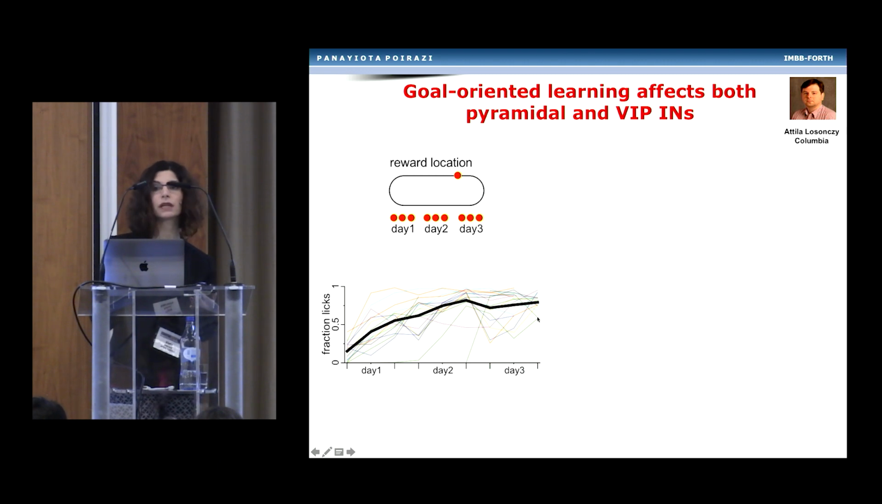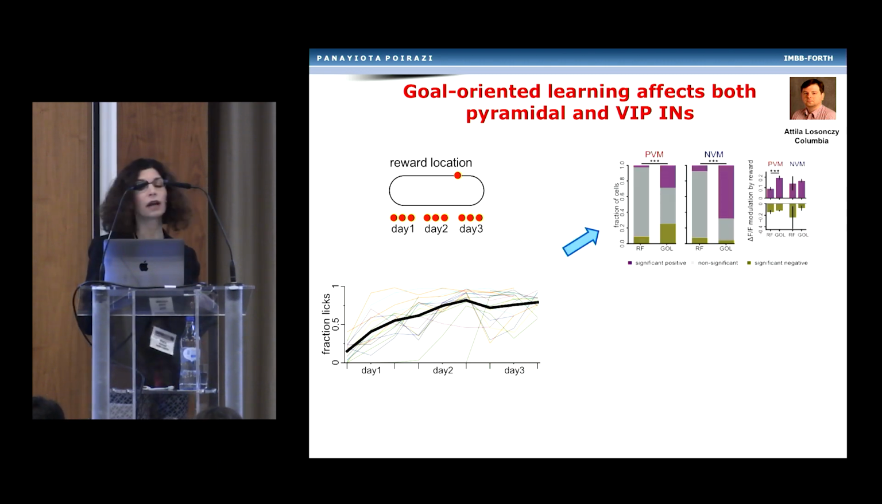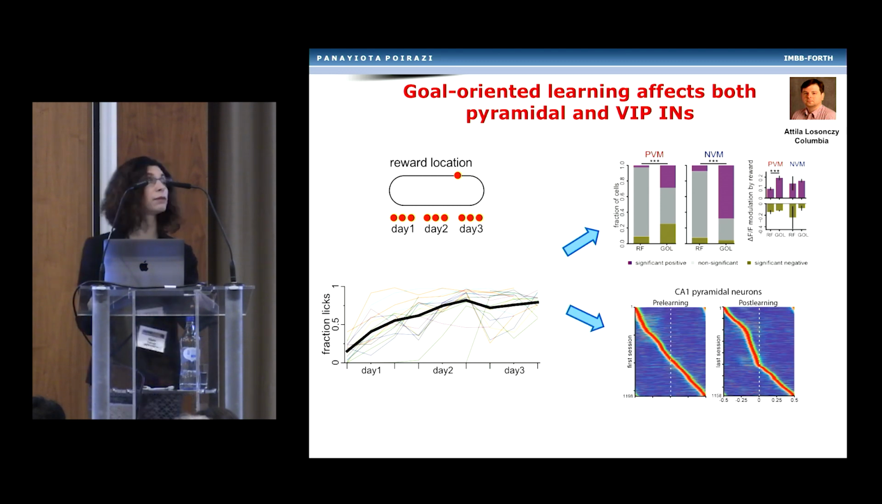And they imaged, as we said, the pyramidal and the VIP interneurons, and they found that these positive and negative modulated classes grew bigger. So there was a larger percentage of VIP neurons that now were modulated by velocity, either in a positive or in a negative manner. And at the same time, if you look at the CA1 pyramidal neurons, what they see is that before learning, the animal maps the entire space very well in a uniform manner. But after learning, there is a very large number, well, 30% increase in the number of CA1 pyramidal cells that fire in locations that are close to the reward zone. So there is an overrepresentation of the reward zone in the CA1 pyramidal neurons.